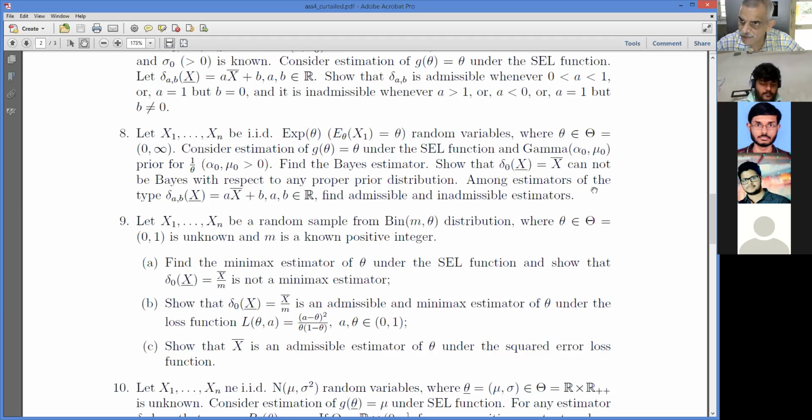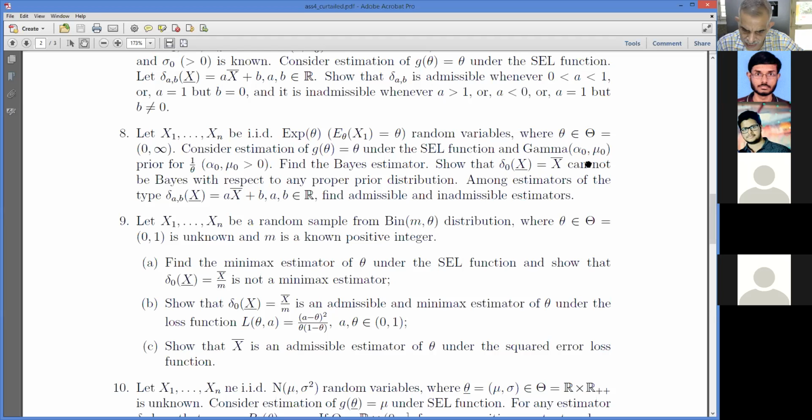Delta is admissible, and it comes only from the Bayes estimator, because you can keep varying alpha naught and mu naught to get different Bayes estimators, and all of them are admissible. That would give you a range of A belonging to 0 to n upon n plus 1 and B belonging to 0 to infinity. Now I consider the risk of A X bar plus B.